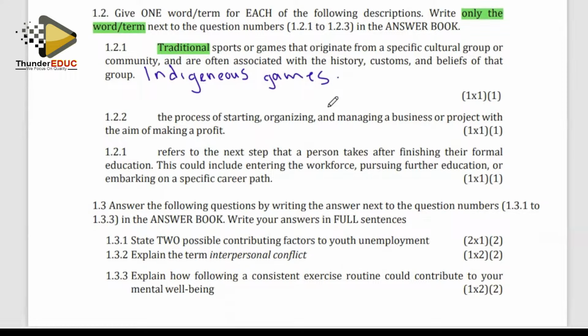1.1.2, the process of starting, organizing, and managing a business or a project with the aim of making a profit. So that whole process is known as entrepreneurship. That is the whole process of organizing and managing a business. So that is entrepreneurship.